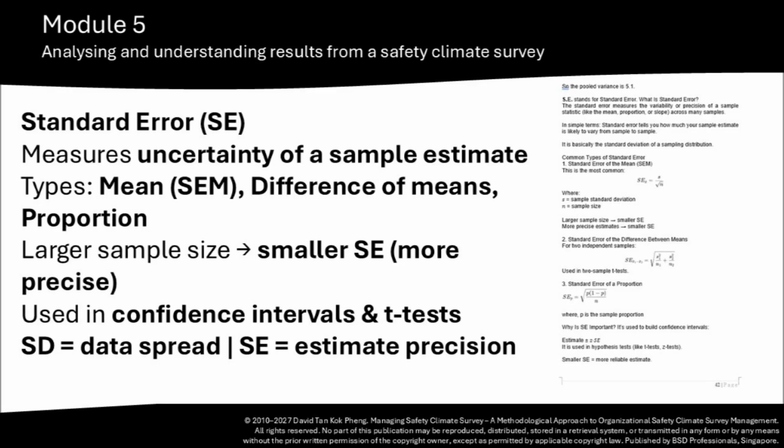Standard deviation versus standard error. Standard deviation measures the spread or variability of individual data points within a dataset. Standard error, on the other hand, measures how much a sample statistic, such as the mean, is expected to vary from sample to sample. In simple terms, standard deviation describes data variability. Standard error describes estimate precision.